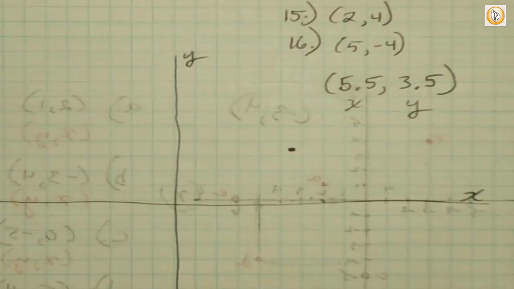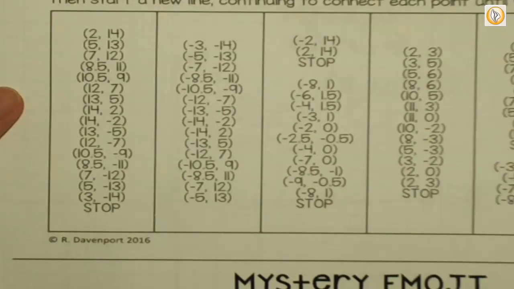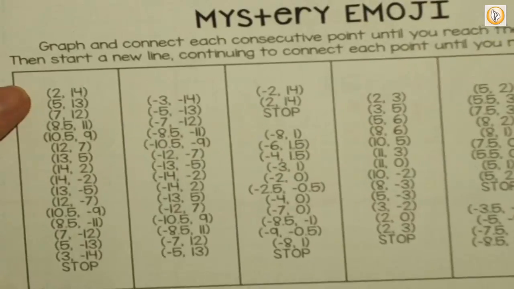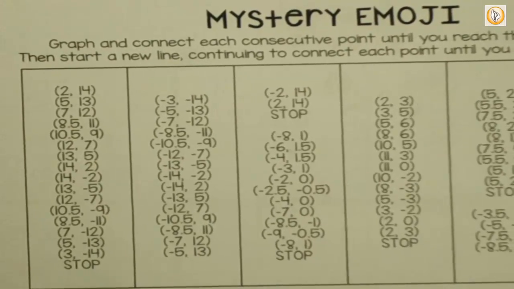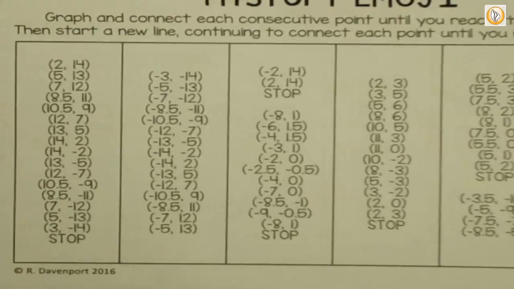Okay, now for your emoji picture, following directions is really y'all's biggest issue for these things. Now, here's one right here. Why does it stop? Sophia, go erase the dots, please. All right, so it says graph and connect each consecutive point until you reach the word stop. Then start a new line, continuing to connect each point until you reach stop again.